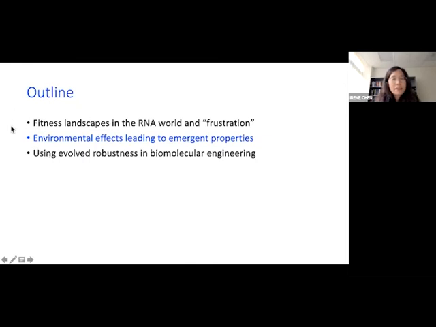Okay, so that's what I want to say about fitness landscapes and this property of frustration in the network. Are there any questions at this point before I move on to talk about environmental effects?